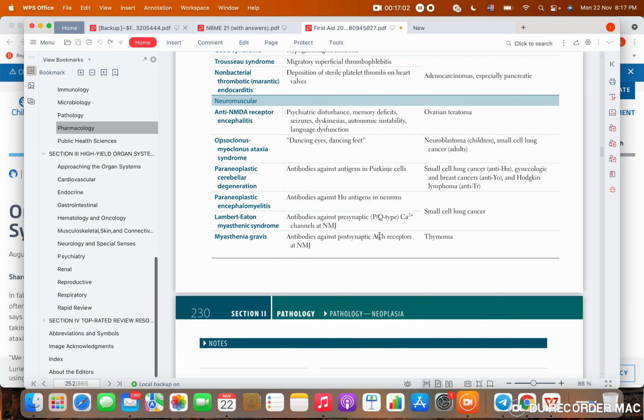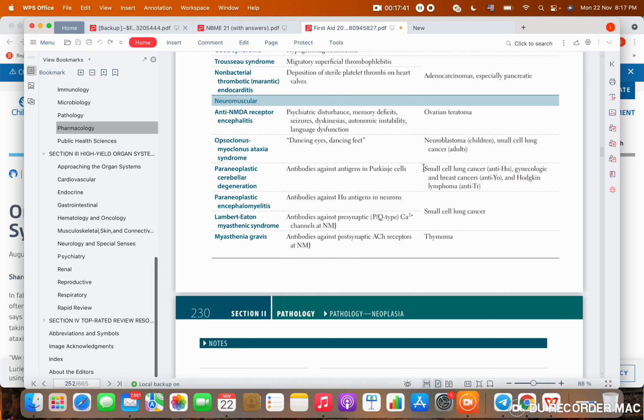Okay, so the next one is paraneoplastic cerebellar degeneration. You must know that you have Purkinje cells inside of your cerebellum. To be more specific, they are located in the vermis of the cerebellum, which is the structure located between the two hemispheres of the cerebellum. If you have antibodies against antigens in the Purkinje cells, that will lead to their destruction. You're like, okay, what is the big deal? Well, if you destroy that, you will have a really bad ataxia, okay?